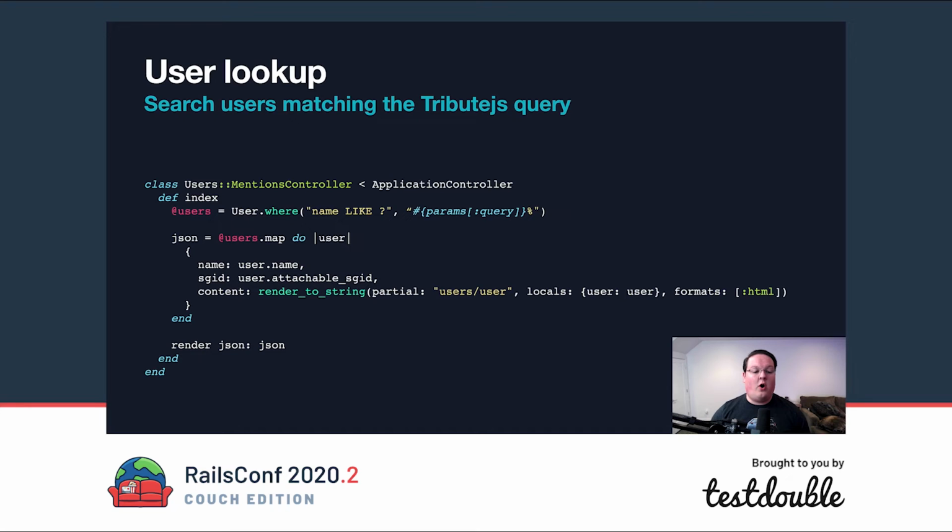So then we need to go through all of those users that we found that match that name, and then we need to generate a JSON response. This is going to be very similar to our YouTube embeds. We need our SGID, which is our attachable SGID, and our content, the HTML that we want to insert into the Trix editor. But we've also included that name in there. That name's going to be, like I mentioned before, what Tribute will filter this JSON array with. So it's going to look at that property and filter it out accordingly.